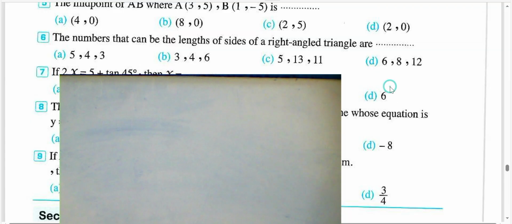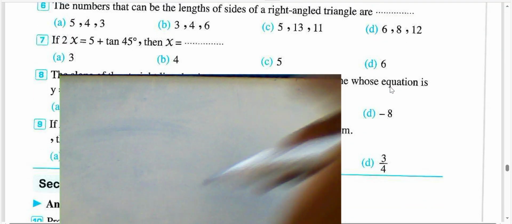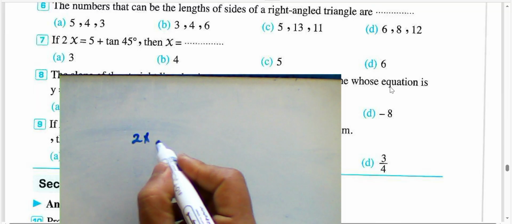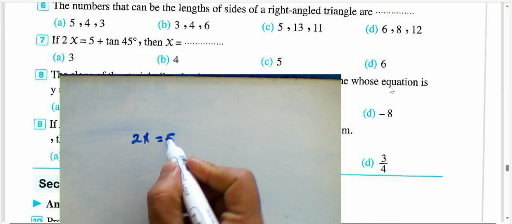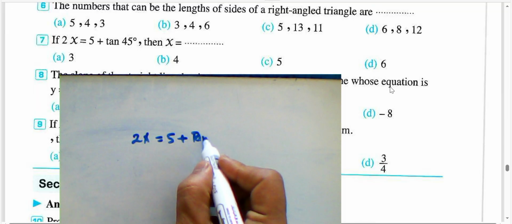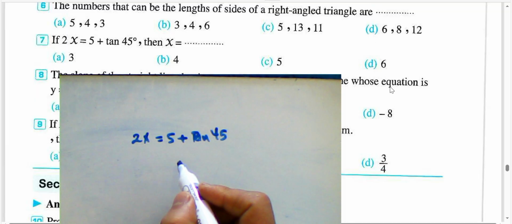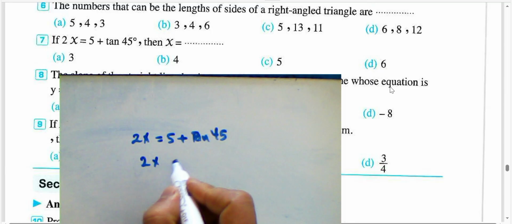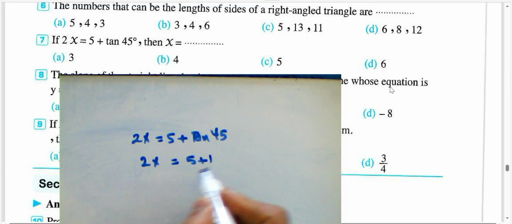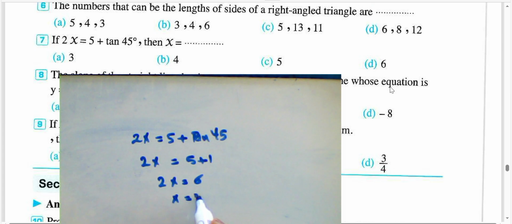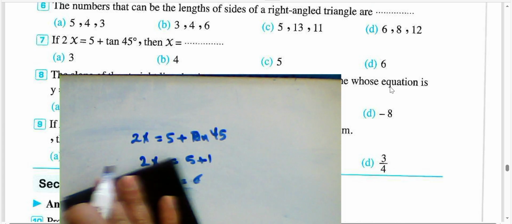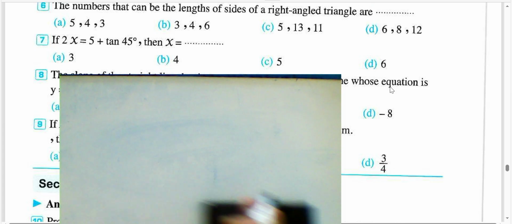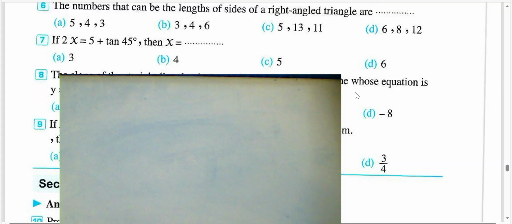Next question. Number 7. We have 2x equals 5 plus tan 45. Tan 45 equals 1. Then 2x equals 5 plus 1. 5 plus 1 equals 6. Then 2x equals 6, and the value of x equals 3. Choose letter A for question 7. Next question.